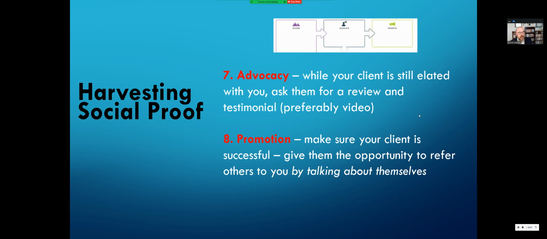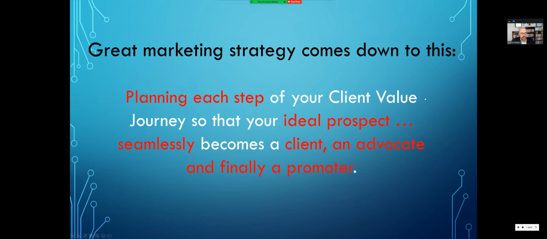And the trick here is happy clients actually don't do a particularly good job at referrals. What you need is successful clients who you give an opportunity to talk about themselves and their success, and in doing so, de facto refer to what you did for them to help them achieve the success. So there's a technique in getting successful clients to become promoters for you.